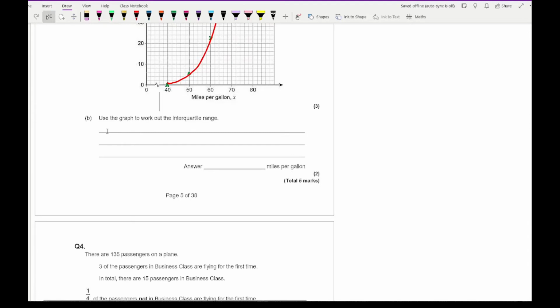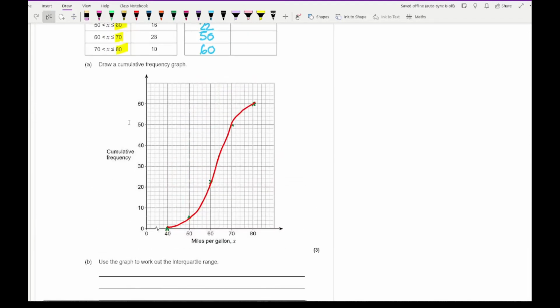The next question then says use the graph to work out the interquartile range. So again, what I'm doing here is finding the median, which is here, halfway, so that's the median. In between 0 and the median, that's 15, so I'm looking at this here, and I reckon, according to my graph, that the lower quartile is roughly around about 57, I make out.